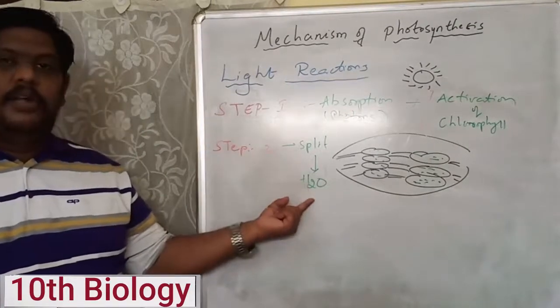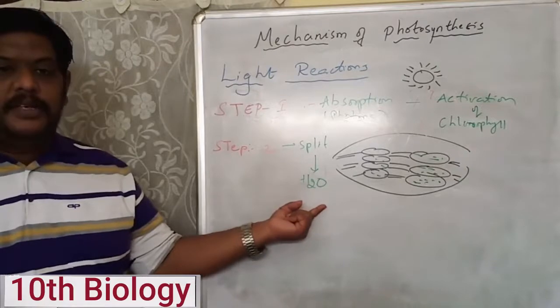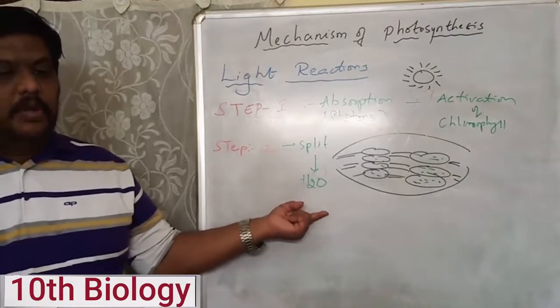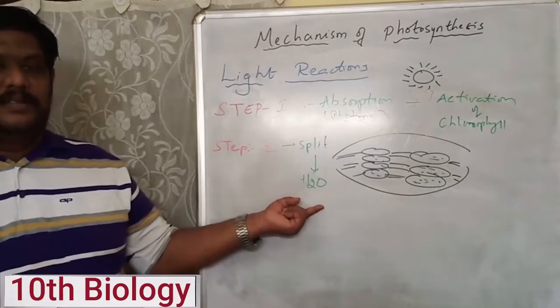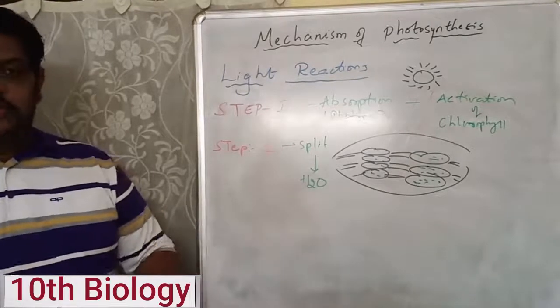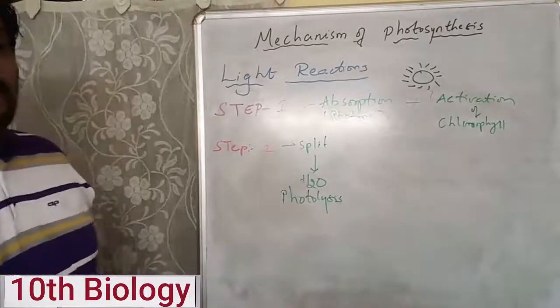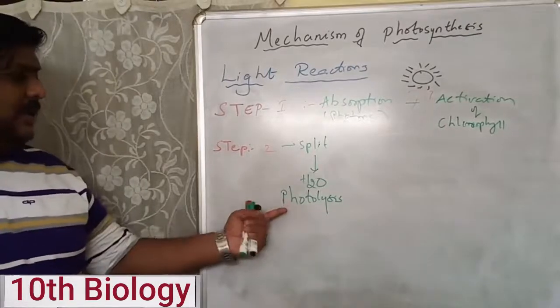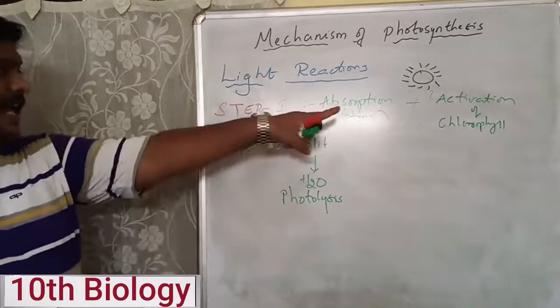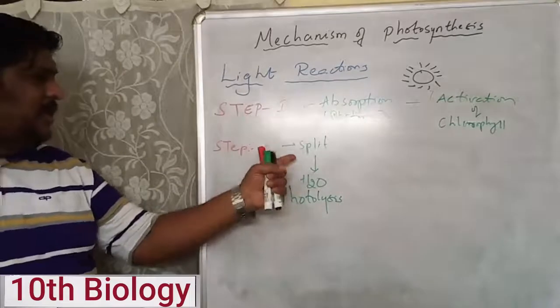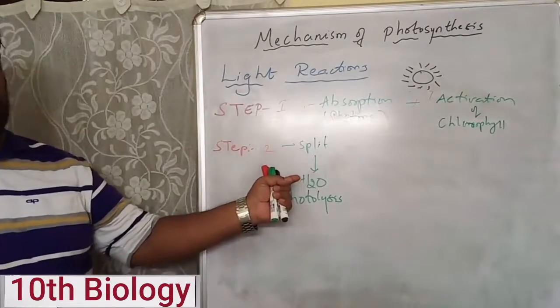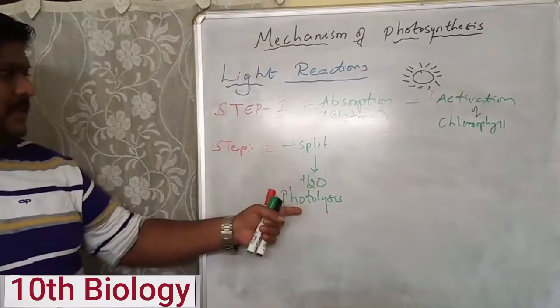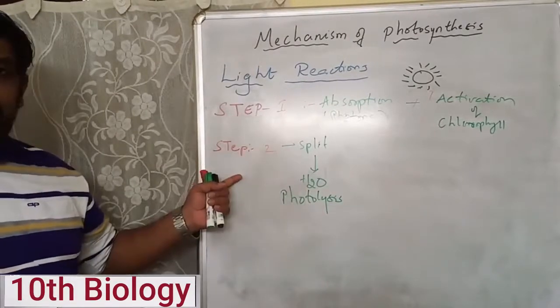water molecule. And this process of splitting the water molecule, you know what it is called? It is called photolysis. You can write this equation as the equation of photolysis. The light activated chlorophyll molecule will split the water molecule into hydrogens and electrons. So this is what happens in step 2.